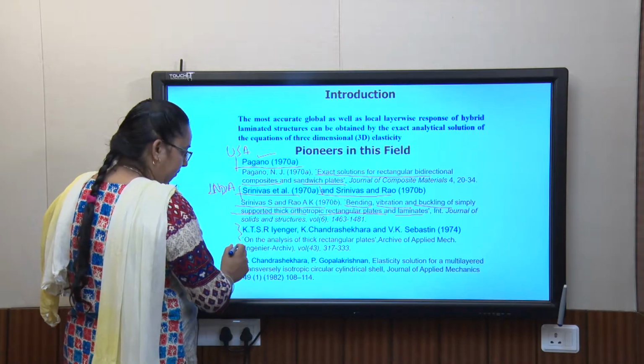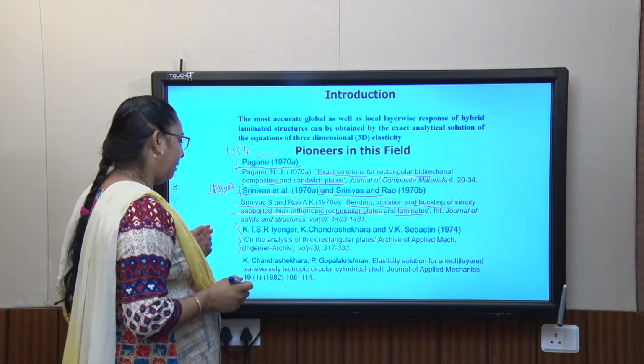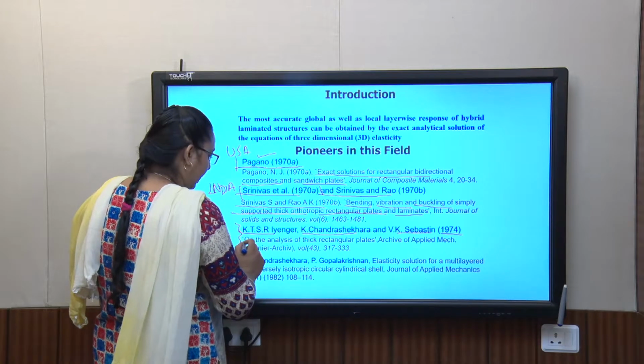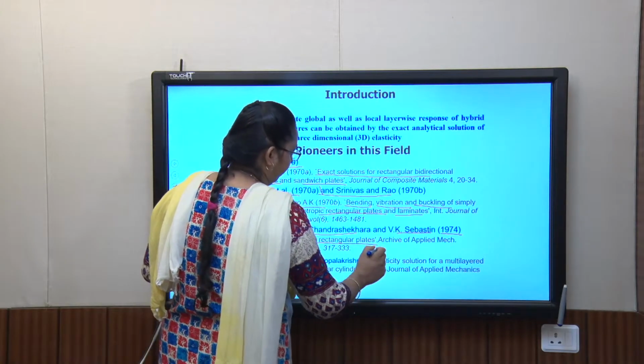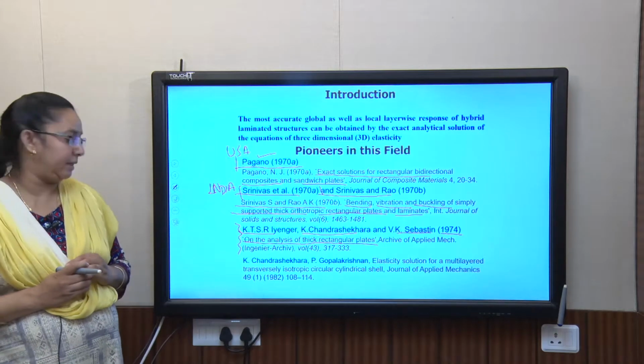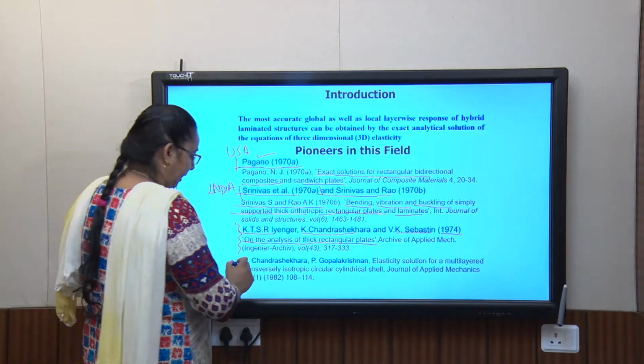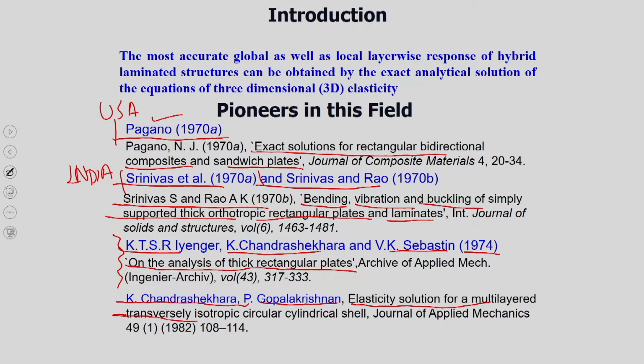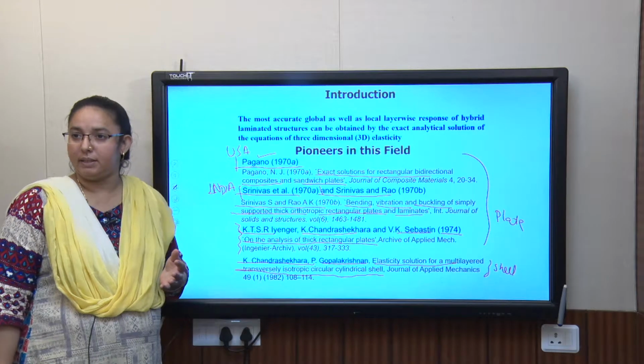At about the same time, not very far, Iyengar, Chandrasekhar and Sebastian in 1974 developed an analysis of a thick rectangular plate, which was published in Archive of Applied Mechanics. And in 1982, K. Chandrasekhar and Gopal Krishnan developed the elasticity solution of a multi-layered transversely isotropic cylindrical shell. So, these 3 were related to plates and this is related to shells. So, these 3-dimensional solutions for an elastic plate were developed in the 1970s.